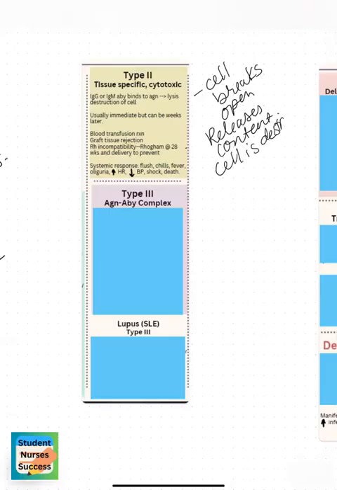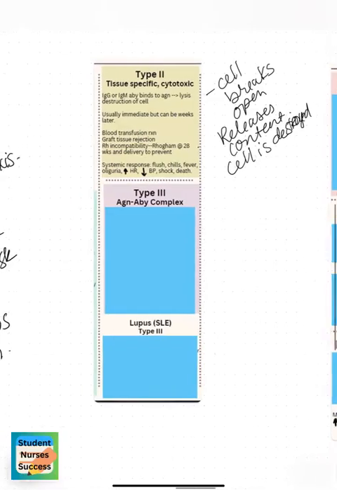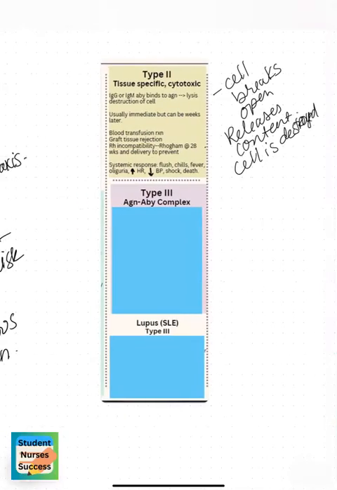I mean, that's fine if it's one cell, but these are attacking many cells. Usually the response is pretty immediate, but it can actually be even up to a few weeks later. Examples of something that can cause a type 2 tissue specific cytotoxic reaction would be a blood transfusion reaction where we give the wrong type of blood to a patient. And so there is a reaction where they will actually kill off the blood cells and release all of that trash in the body when those cells are broken.